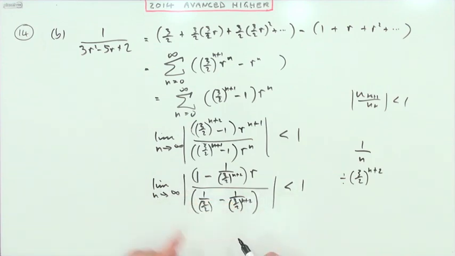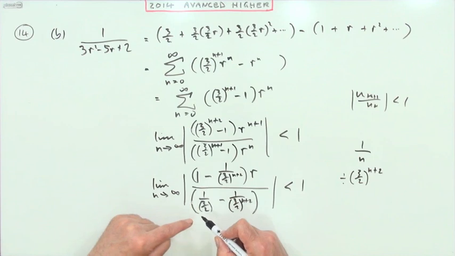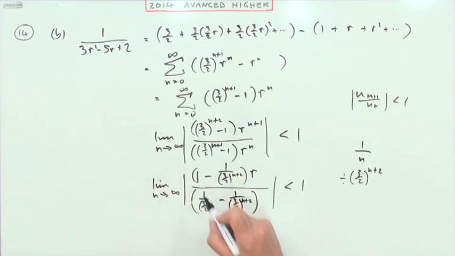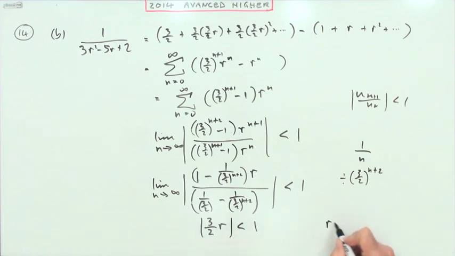And when you tidy that lot up, when you let that go to infinity, this term disappears, this term disappears. That would then come over to the top and make 3 upon 2. So you end up with 3 upon 2 r has to be less than 1. Then as before, r is going to be less than 2/3 or greater than negative 2/3.